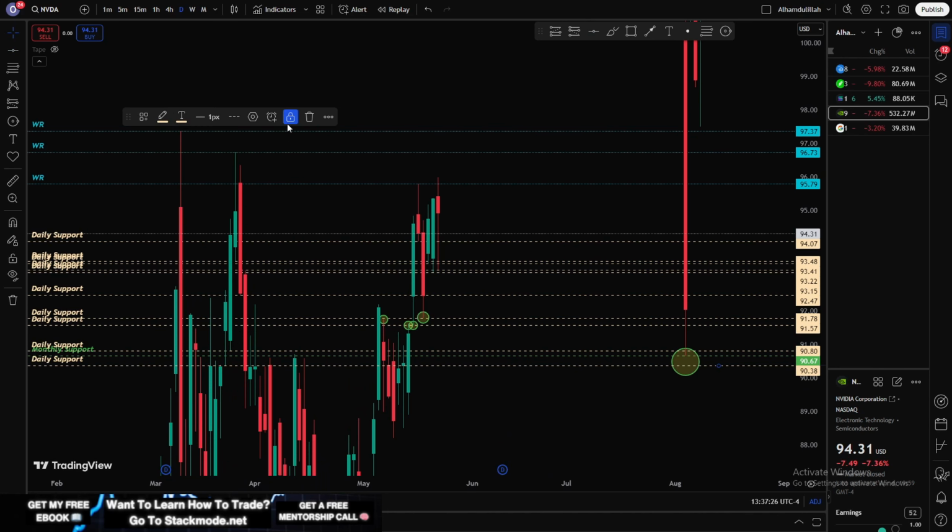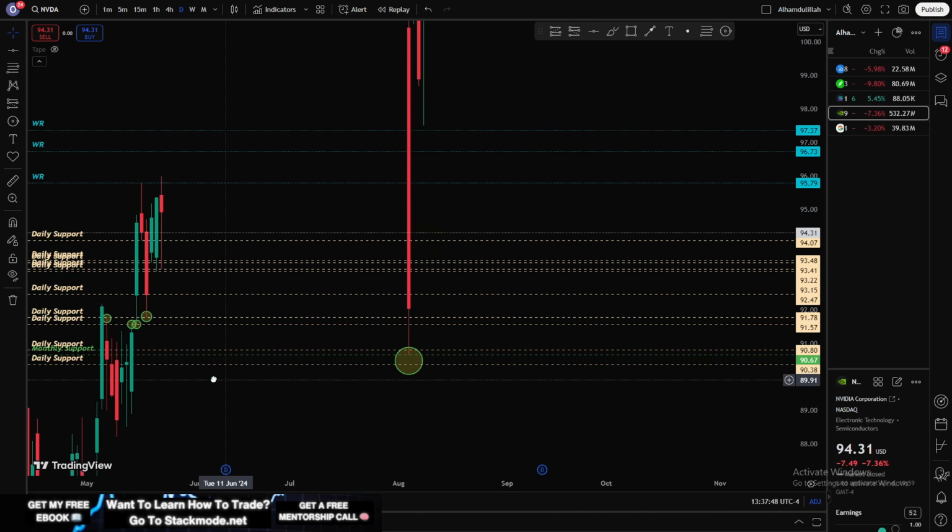If I'm looking to long, I'm going to mark out the resistances, or I can mark out a support above me if resistance was validated there on the smaller time frame. But to the downside below, because support turns into resistance, you'd be waiting for support to turn into resistance.